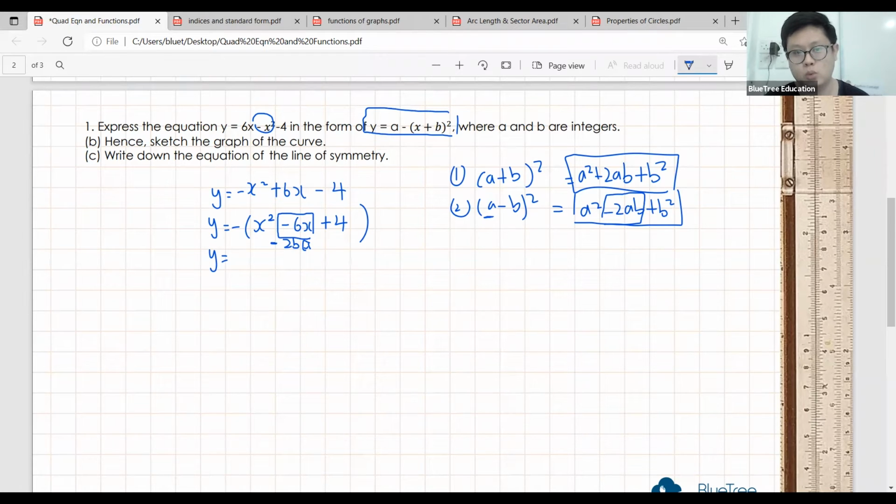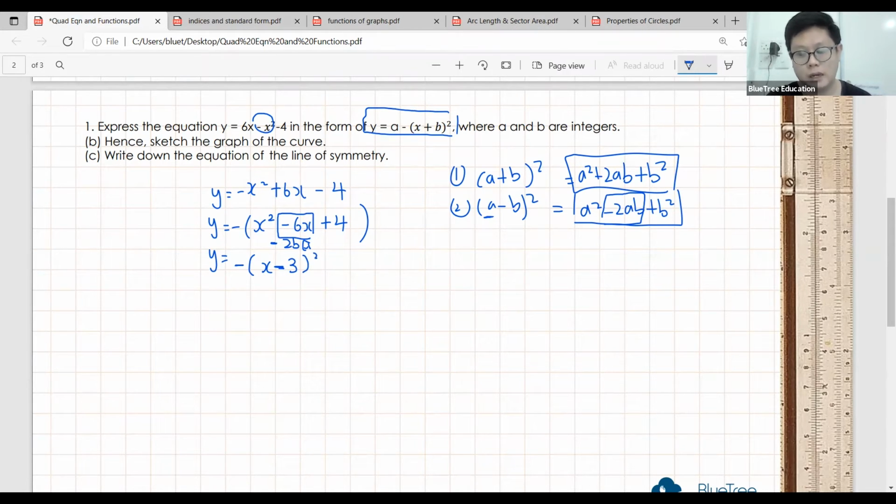And for this method to work, just remember that you have to ignore the plus 4. So what you do is you take the square root of x squared to get x, and half of the coefficient of the x. That means you use 6 divided by 2. And inside the bracket, it should be a negative sign because again, it follows the negative 2ab, which is the second special product. So 6 divided by 2, you get 3. Don't forget the bracket square.